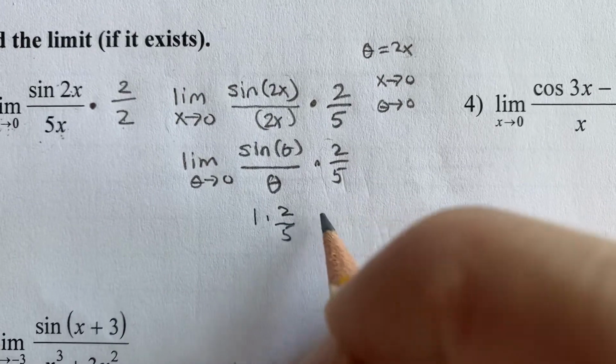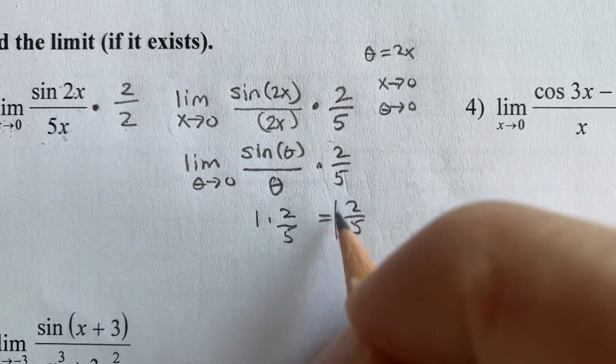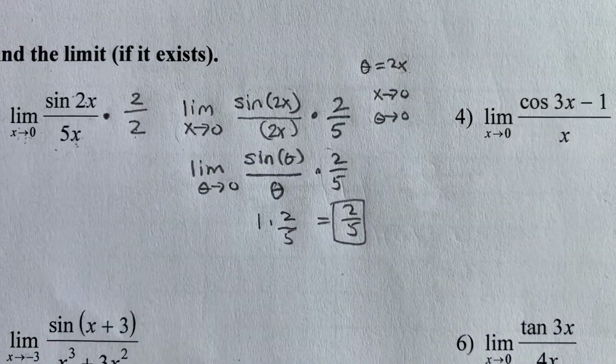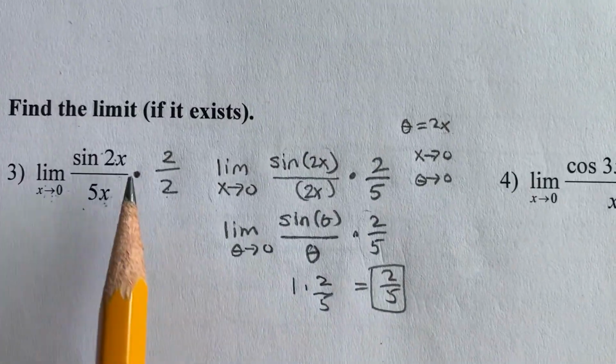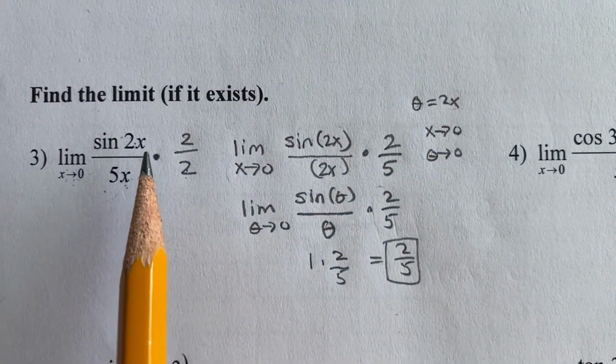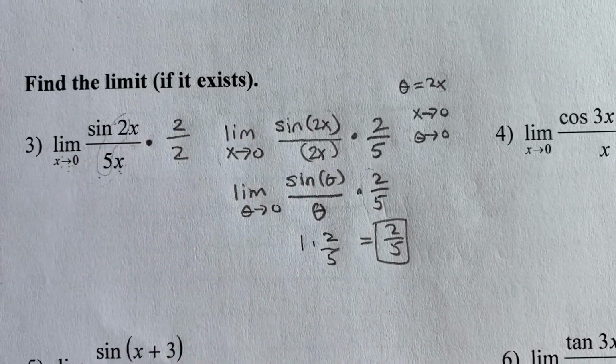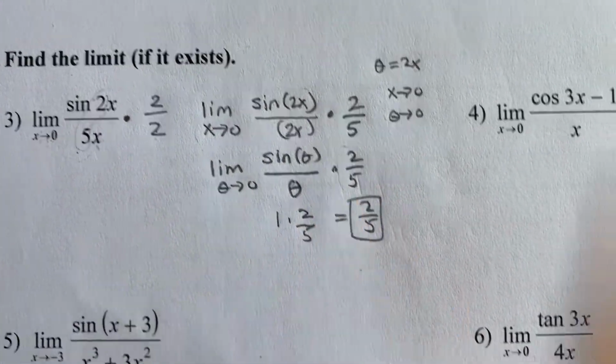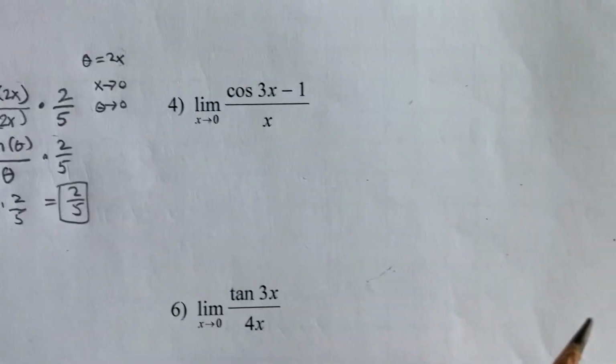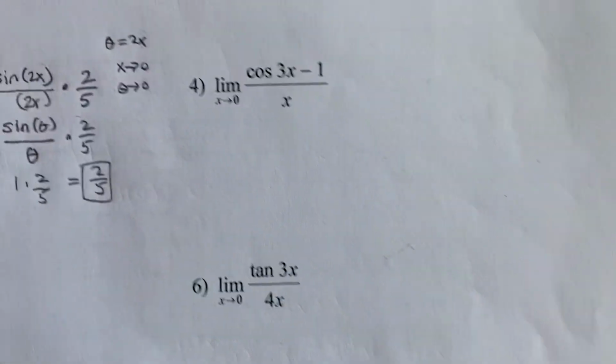1 times 2/5, of course, is 2/5. And that's how you would show your work on this particular problem. Okay, so on a multiple choice exam, you can just see that basically it's just going to be 2/5. But this is how you would show your work. All right, so moving on to this next example.